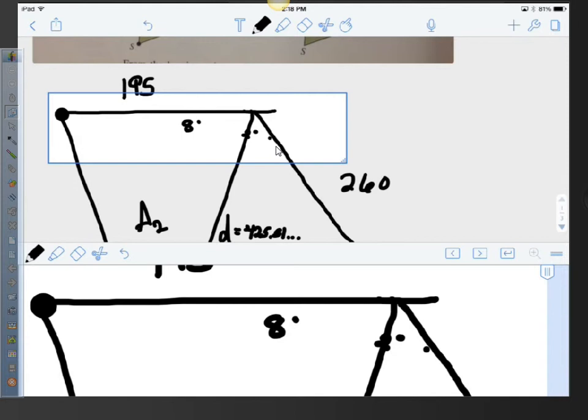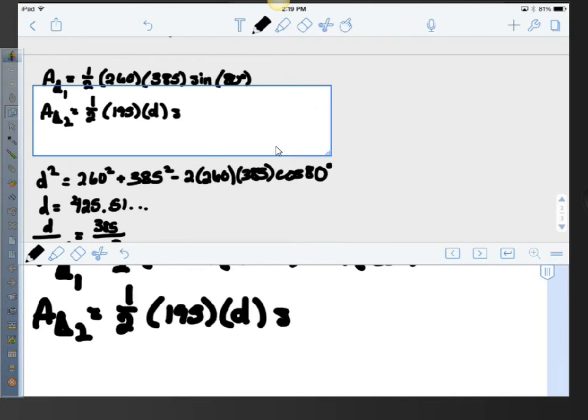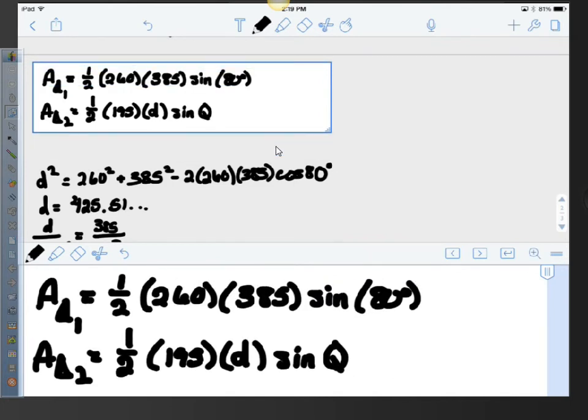We want 1/2 of, what was the side that we did know? The 195. The other one we have stored as D, and we're going to take the sine of what? We're going to take the sine of Q. All right, I want you to compute those two areas for me. And go ahead and compute them both. And then I'll ask you for triangle 1 and triangle 2 altogether.